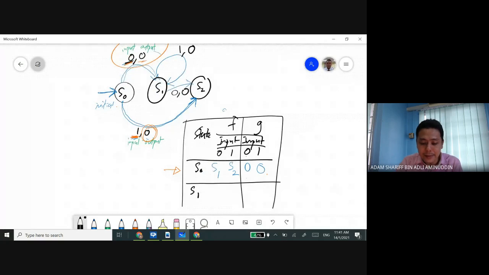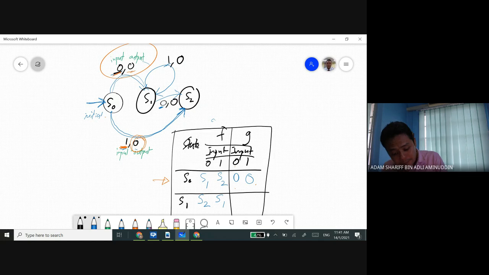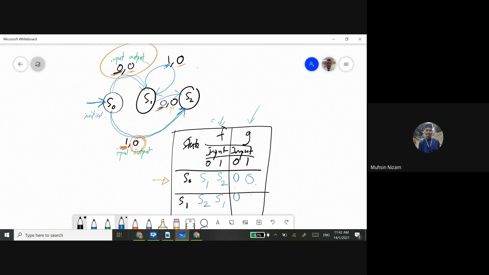Okay, S1. F bermaksud transition of the state to next state. Kalau input dia kosong, ni nampak ni, kosong ni, dia pergi ke state 2. Kalau input dia 1, dia remain at the same state. That is for F. For G, if the input is 0, tengok ni, saya guna color oranye ni. Apakah output dia? Jadi, kosong. Kalau dia 1, dia jadi kosong juga. Senang je.